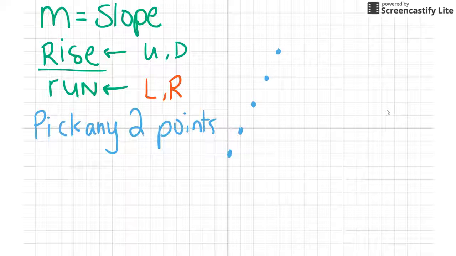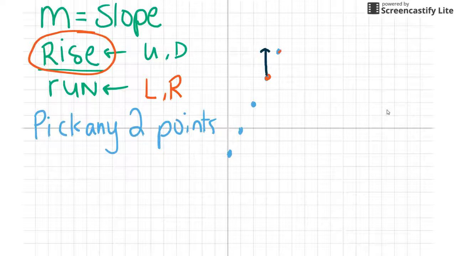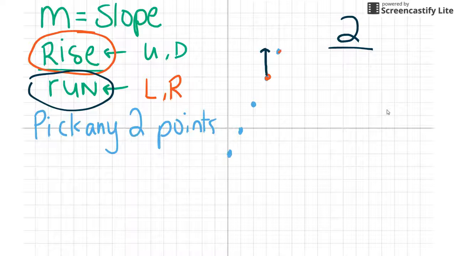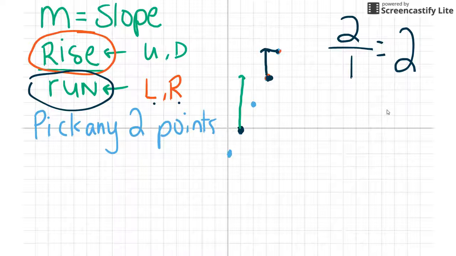Okay, so here's an example of a line, and if I wanted to count the slope, all you have to do is pick any 2 points, and it doesn't matter which 2 you pick. Let's say I decide that I want to count from this dot here to this dot here. Again, it doesn't matter what you pick. First I'm going to look at how much this rises. Well, this rises 2 units up, so I'm going to put that number on the top. Then I look at the run. How far does it go left or right? Well, it runs 1 unit to the right.